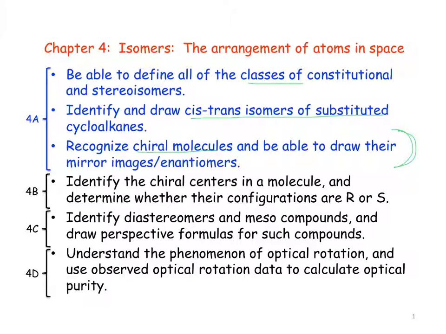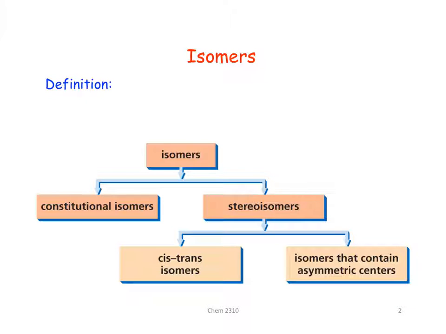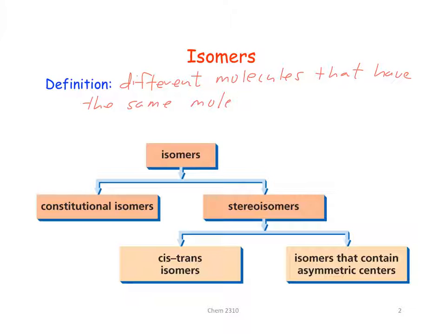So let's start out by reviewing the types of isomers that we've learned before. Remember what isomers are in general. Isomers are molecules that have the same formula, but they're different. So they are different molecules that have the same molecular formula.